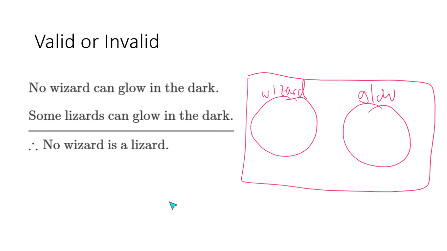Valid or invalid. No wizard can glow in the dark. Some lizards can glow in the dark. Therefore, no wizard is a lizard. Okay. So here I have no wizard. So I need a circle for wizard and one for glow in the dark. And it says no wizard can glow in the dark. So they're going to be disjoint here. So they're not going to touch each other.